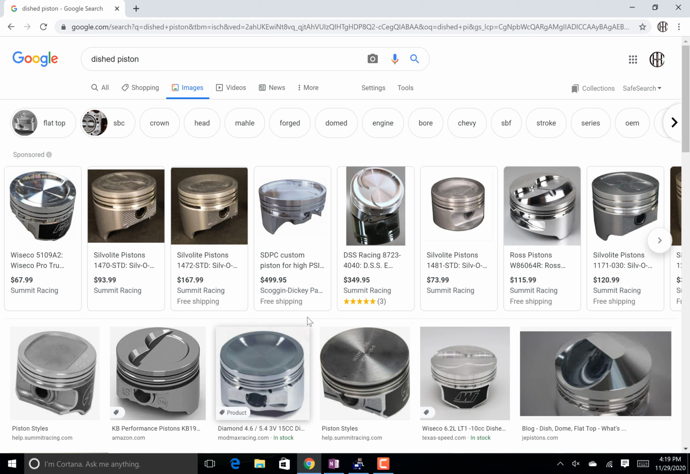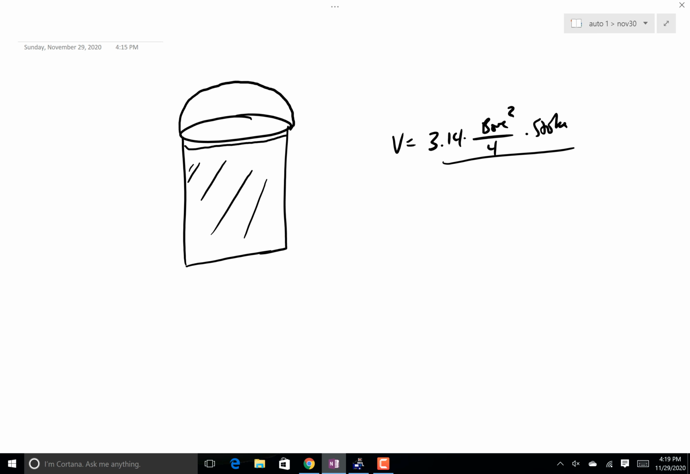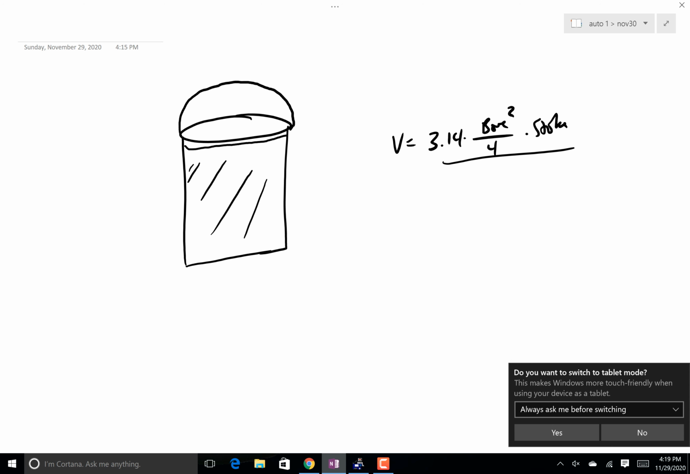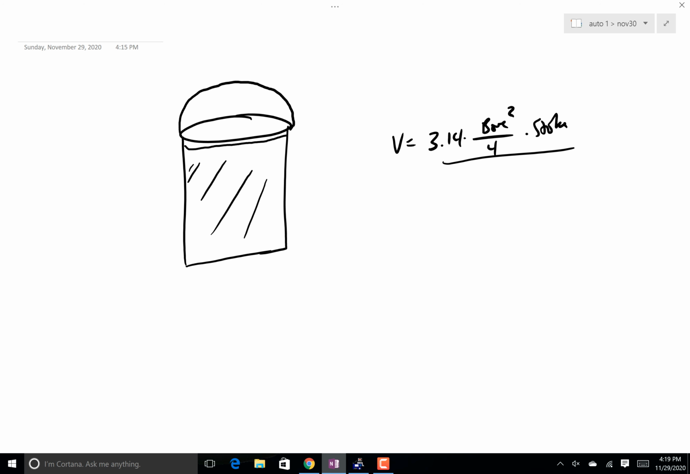Some of these have bigger dishes. Some of them are dome, but they have a big dish on one side. And the whole point of that is to manipulate the compression ratio. If you get a compression ratio that's too high, you cannot run your car on regular gasoline. Okay? And so we're going to talk more about fuels coming up.